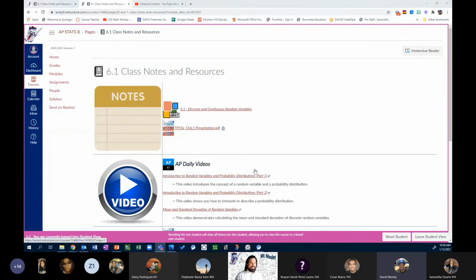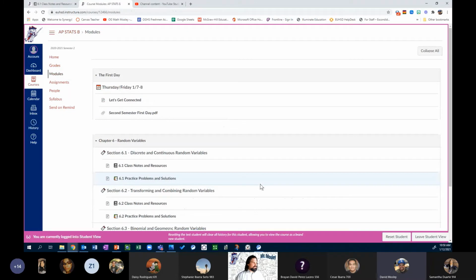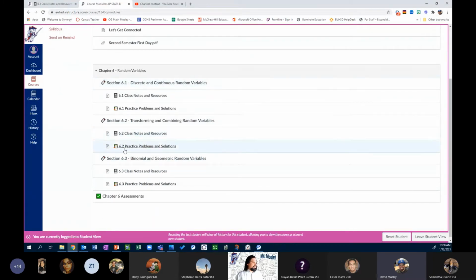If there's things that I think will help, I'll add to the notes and resources for that section. The idea is that everything for 6.1 is in one spot. All right, and then everything for 6.2, all the stuff for chapter 6 all together. So each of these looks like that.